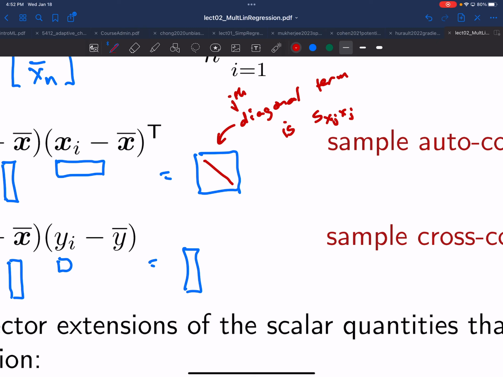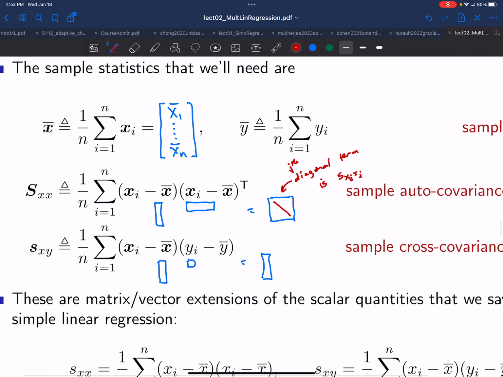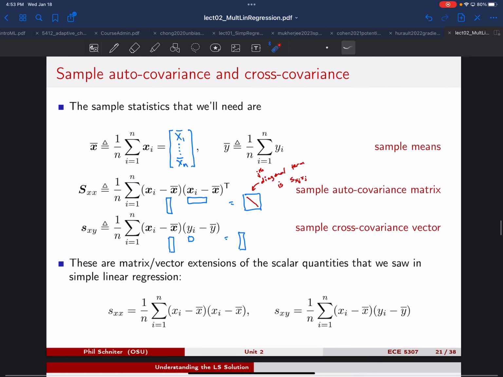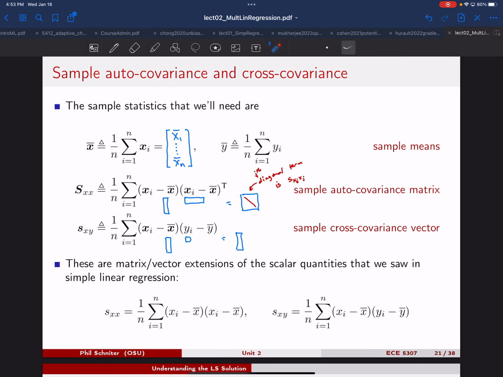I just wanted to make sure I understood S_XX and S_XY correctly. So the sample autocovariance matrix is the correlation among features, right? That's right, it describes the correlation among the features. The diagonal terms are the correlation of a feature with itself, which is the variance. And then the off-diagonal terms are the correlation of a feature with other features. And then S_XY is just the correlation of the feature to the label, to the target, to the label, exactly. Good, all right. Is everybody okay with these statistics?